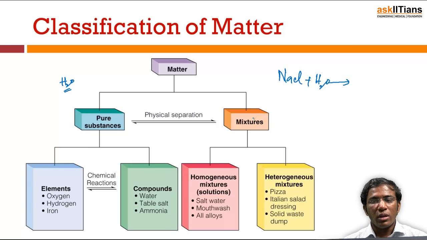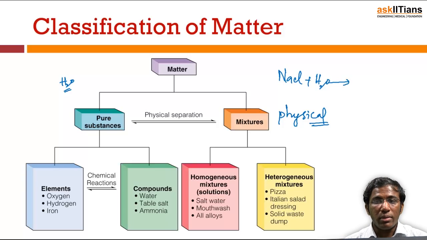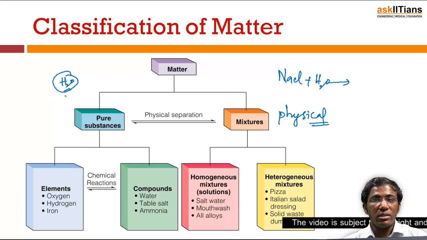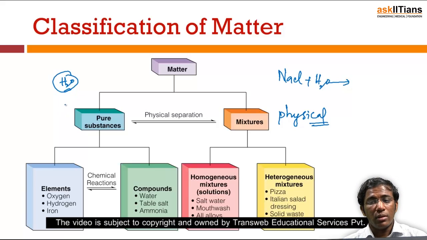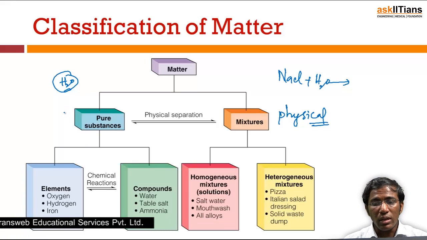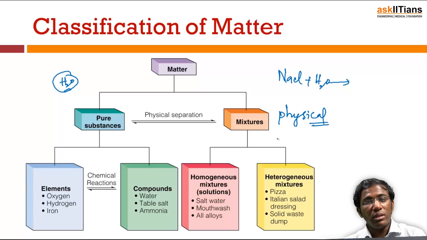In mixtures, the components can be separated by physical means, whereas in pure substances, you cannot separate the components by physical means. If you take water, you cannot simply separate the hydrogen and oxygen in water by physical means. You have to use chemical methods. But in mixtures, the components can be separated by physical means because they have different physical properties. If you take salt water, the salt can be separated from water by evaporation, because they have different boiling points. That's why we can separate the components of a mixture by the difference in physical properties.